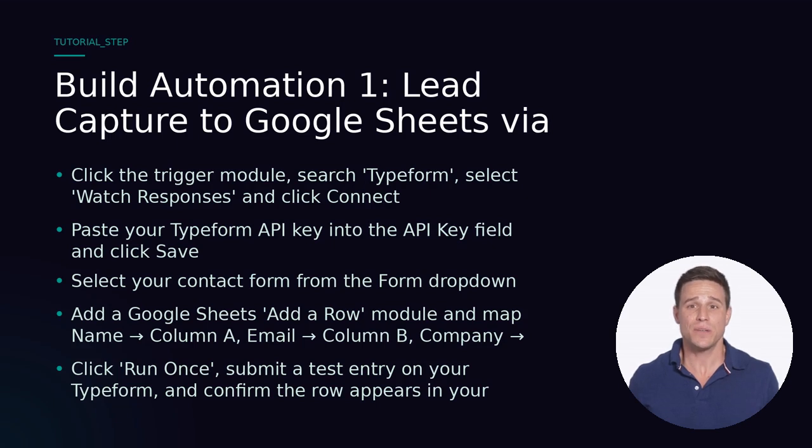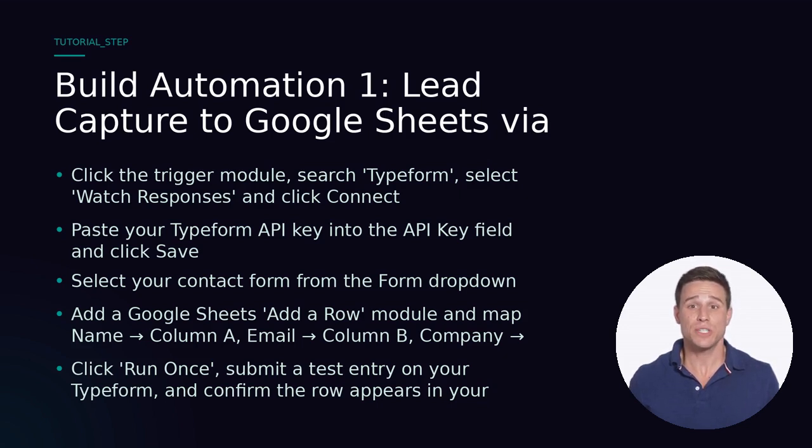Now let's make this real. Head to Typeform, links in the description. Build a quick contact form with name, email, and company fields. Back in Make, delete the generic webhook and add a Typeform trigger instead. Click the plus again, search Typeform. Select Watch Responses. Click Connect, paste in your Typeform API key. Find that under your Typeform account settings. Select your form from the drop-down.